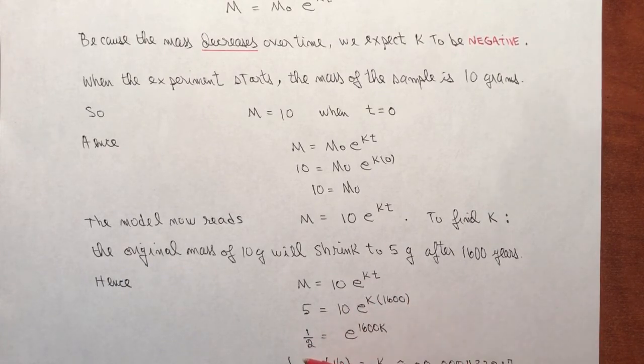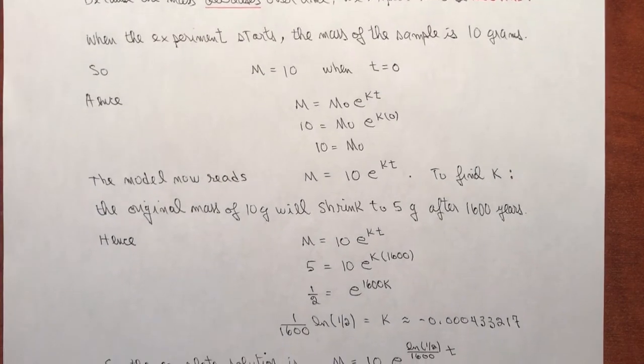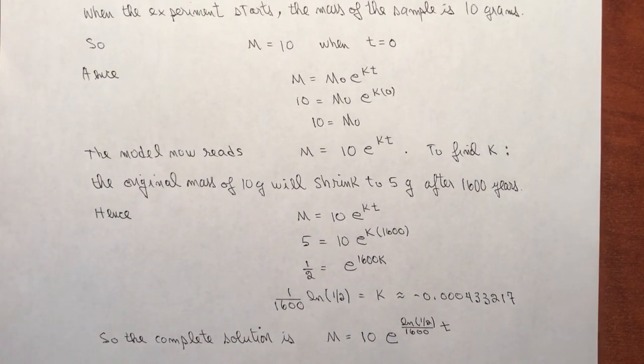Dividing both sides by 10, we get 1/2 is equal to e to the 1600k. We take the ln of both sides after making the simplification here: 5 over 10 is a half. And we find a negative number as expected because it's a decay: minus 0.000433217. It's very small because radium decays very slowly. So we now have a pretty complete equation in the form of m equals 10 times e to the constant of ln of a half over 1600 times t.